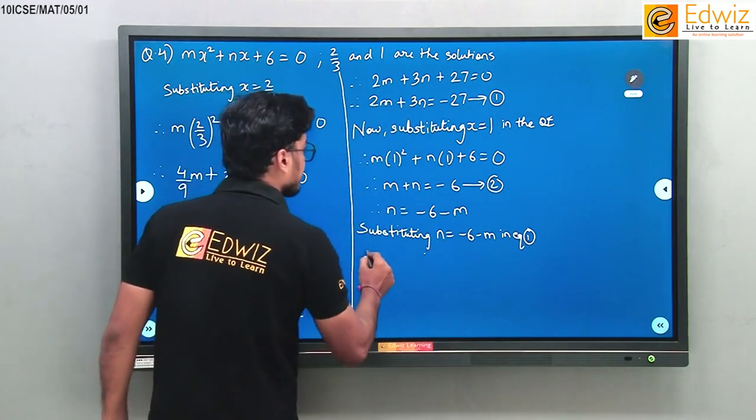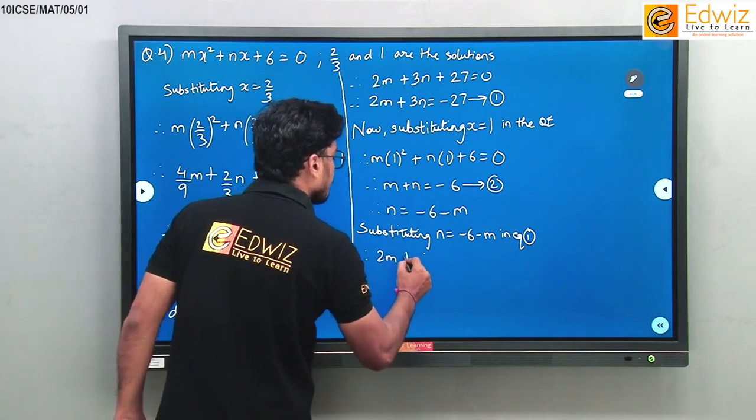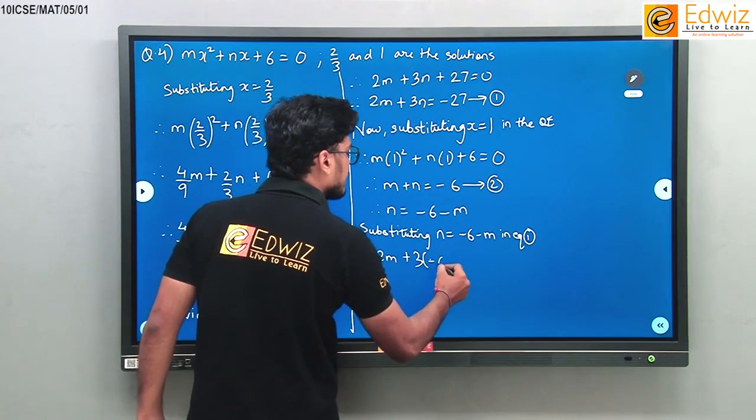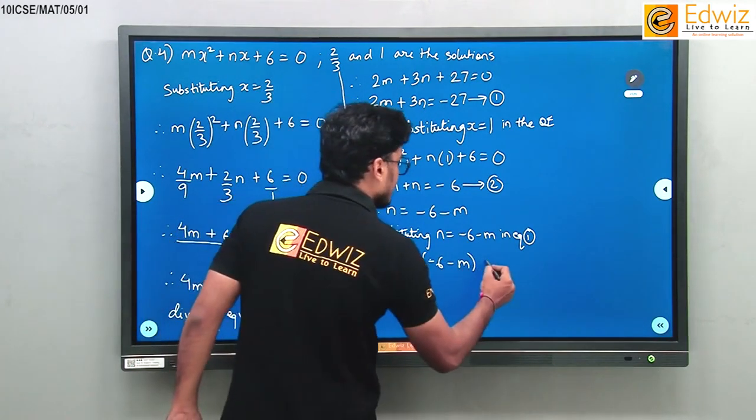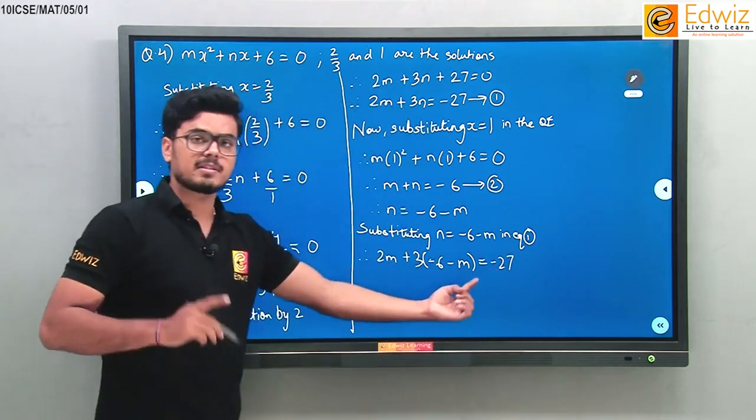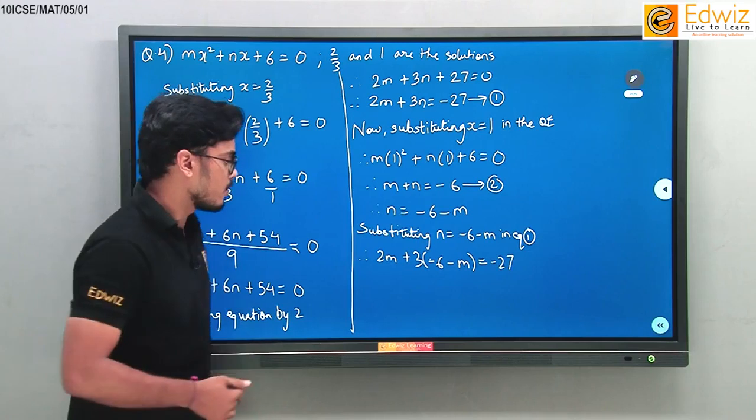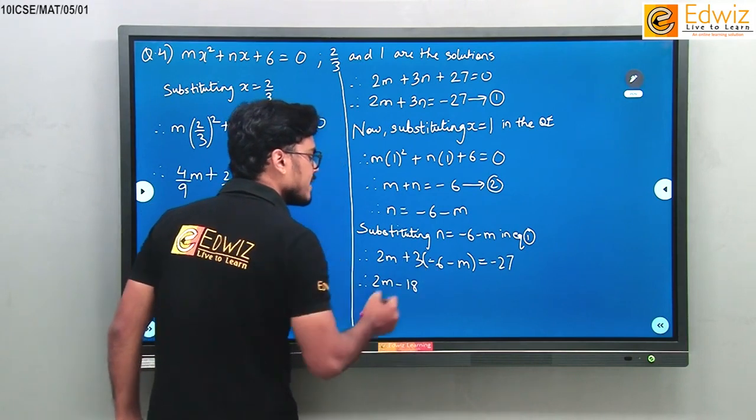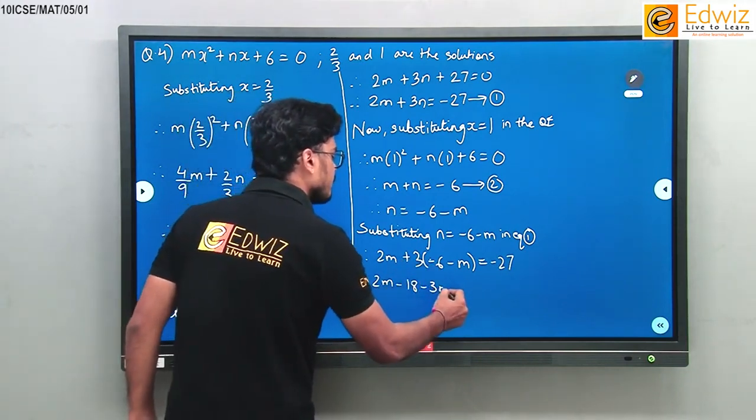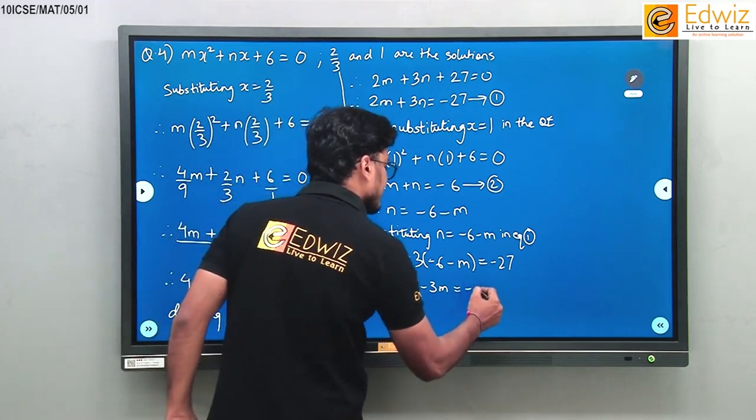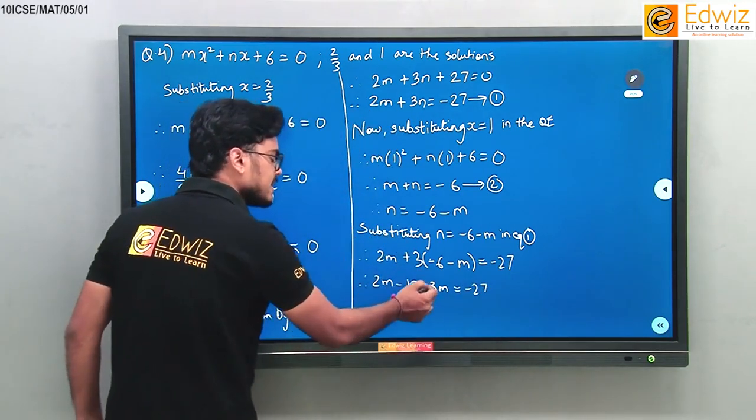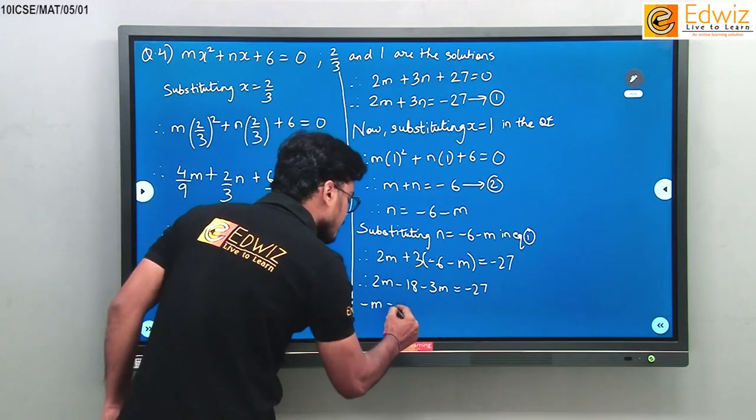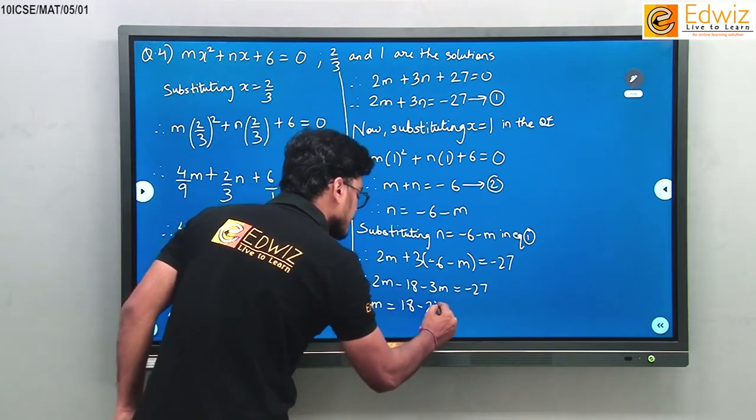So the first equation will now become 2m plus 3 times, instead of n I will write minus 6 minus m, equal to minus 27. Now in this entire equation there is just one variable, m, that we need to find out. Let us do that. 2m, then minus 18, that is 3 into minus 6, and minus 3m, because this is negative, will be equal to minus 27. 2m minus 3m will be minus m, and minus 18 on the other side will become plus 18, so minus 27 plus 18.